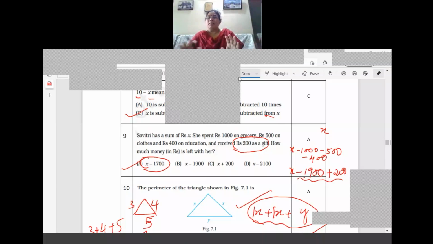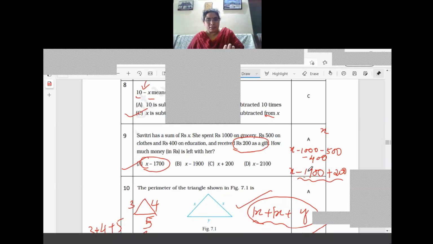Question number 9 is explained in such a way that, don't take Savitri only, yourself is having some amount, right? So suppose I'm having just 10 rupees only. From the 10 rupees, I spend 7 rupees. What will you do? 10 minus 7 only you will do, right? 10 minus 7, what is the answer? 3. Along with that 3, you are receiving a gift of 2 rupees. So what will happen now? 3 plus 2. Your answer is 5.